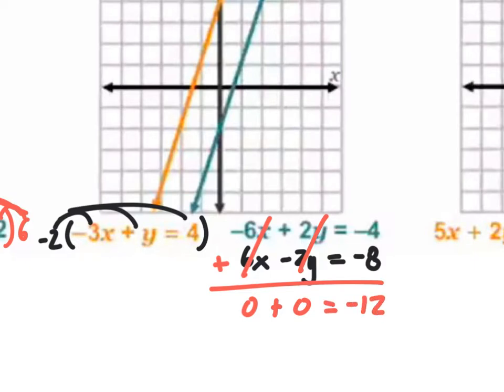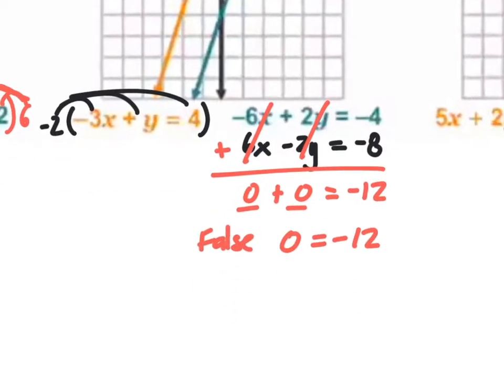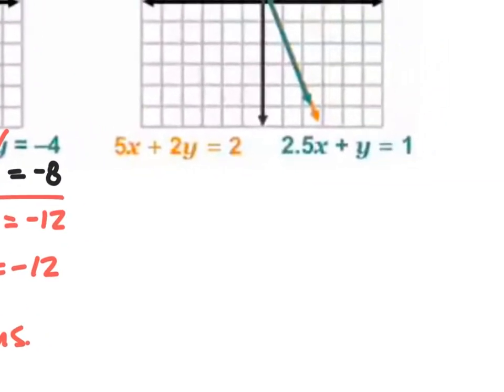So then I have this statement here. 0 plus 0 is just going to give me 0, and that's equal to negative 12. Now, this is a false statement. And so if we eventually get a false statement, that means that there are no solutions. And that's that. Now on the next one, I'm going to do the exact same thing.